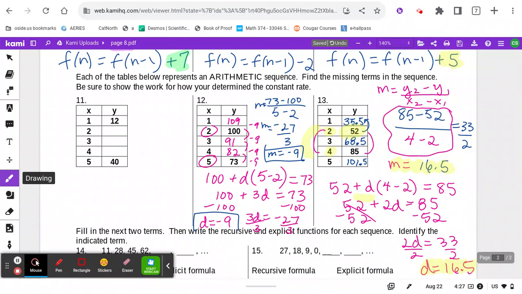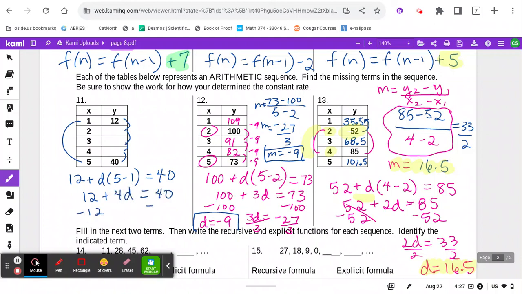Here's a table that starts at 12, is adding some common difference D, 4 jumps, or 5 minus 1 times. And after that, we should land at 40. We solve. 40 minus 12, grabbing my calculator, is 28 divided by 4. And we get D equals 7. That's my common difference.